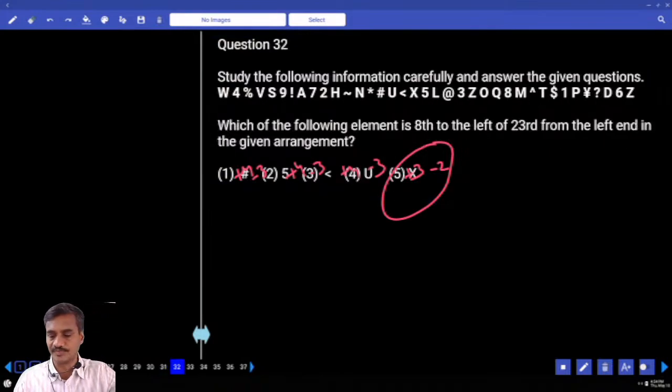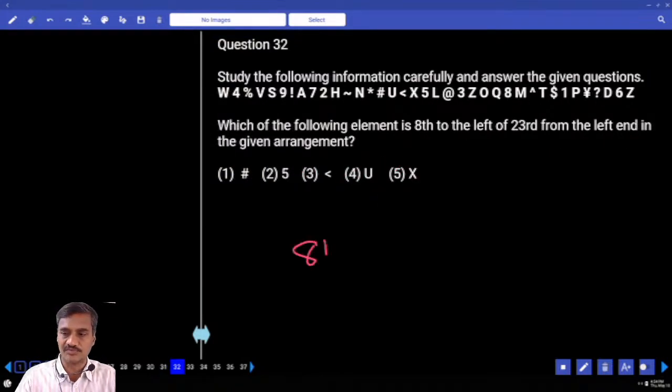Then coming to 32. Which of the following element is 8th to the left or 23rd from the left? 8th left and 23rd left.